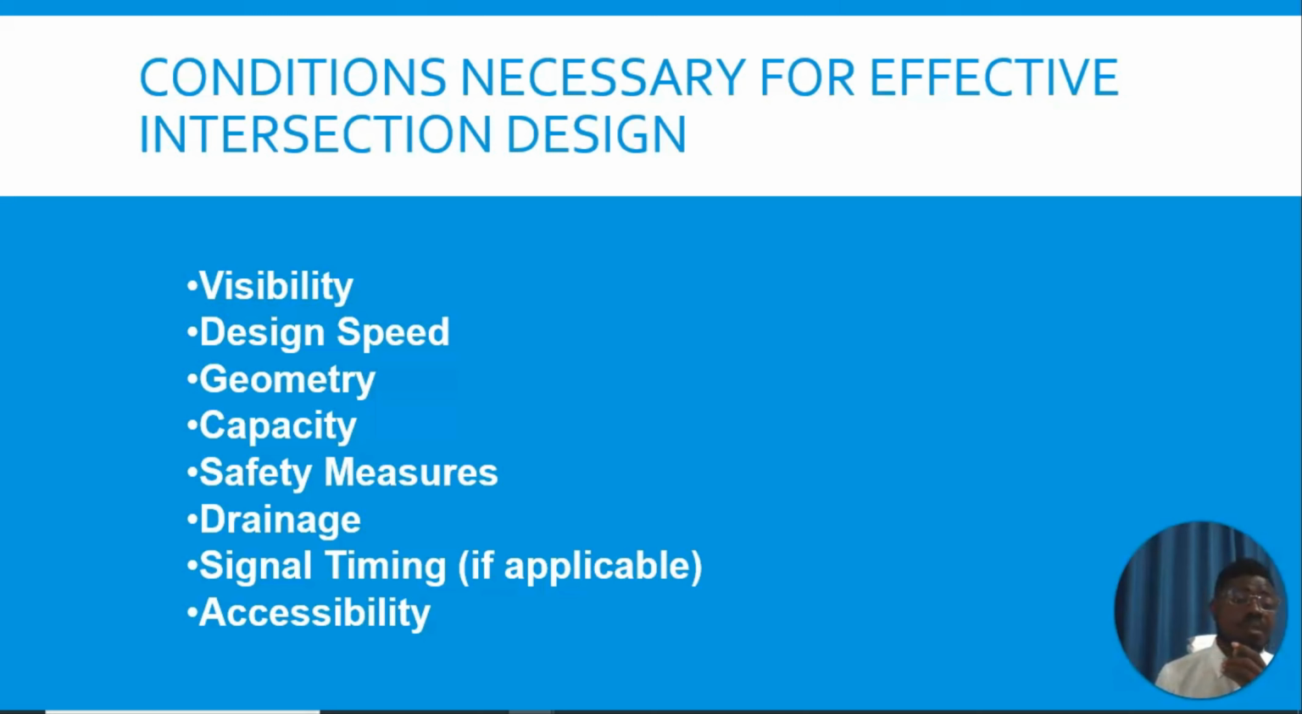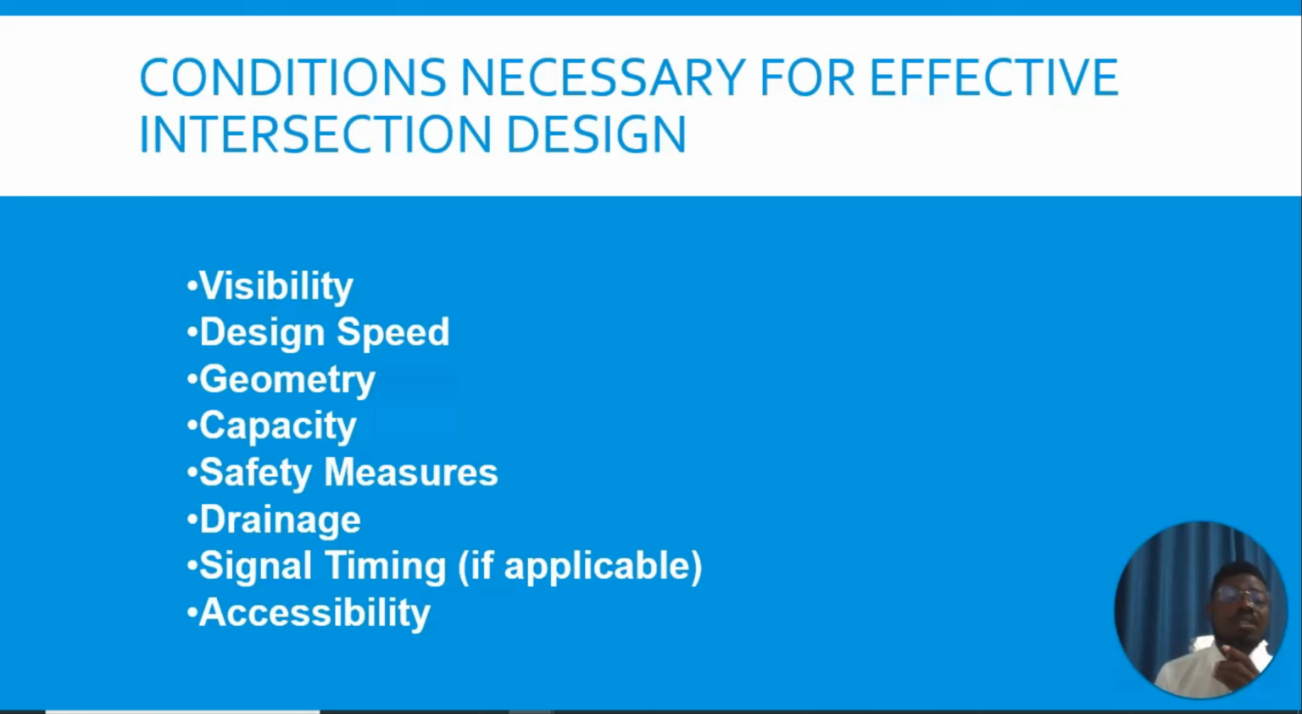Another point is the drainage. The drainage is the ability to prevent water accumulation. That is also important, most especially in the design of intersections. So there has to be that system or condition in place to make sure that we don't have water logged around the intersection points. So this has to be taken into consideration when designing the intersection.